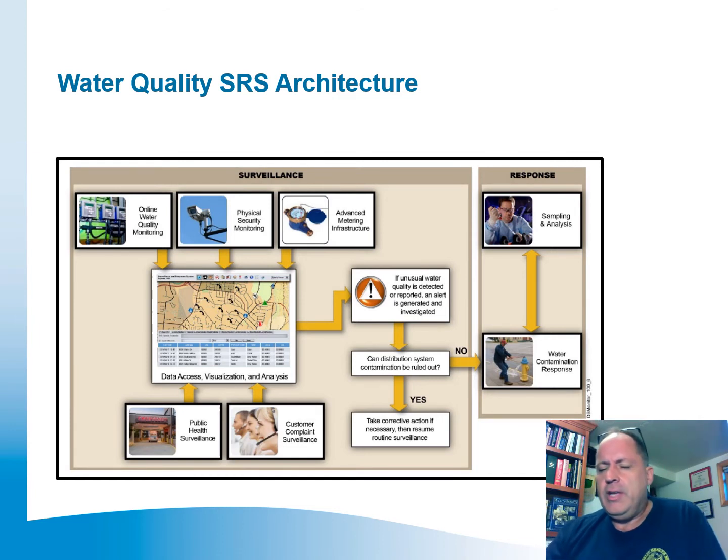that could indicate abnormal water quality, there is an investigation. If the investigation yields no potential for contamination, operations resume, items are corrected. If there is the possibility of contamination, then the response part of the architecture is invoked, which includes water contamination response and sampling and analysis.